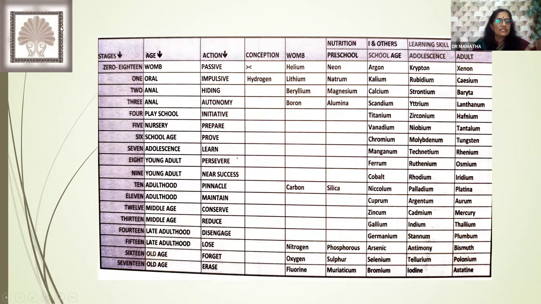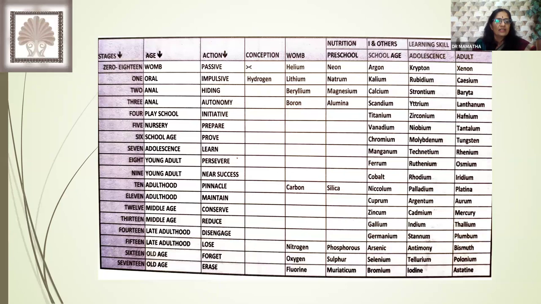So as you see, it's just a 90 degree rotation of the periodic table, what you're seeing. I wouldn't go into detail about this. This is how it looks, 0 to 18. Here, Dr. Gandhi has clubbed the inert gases, inert elements, column into zero, stage zero. So 0 and 18 would be the womb stage. They are very passive. Helium, neon, argon, krypton, and xenon belong to this stage of development.